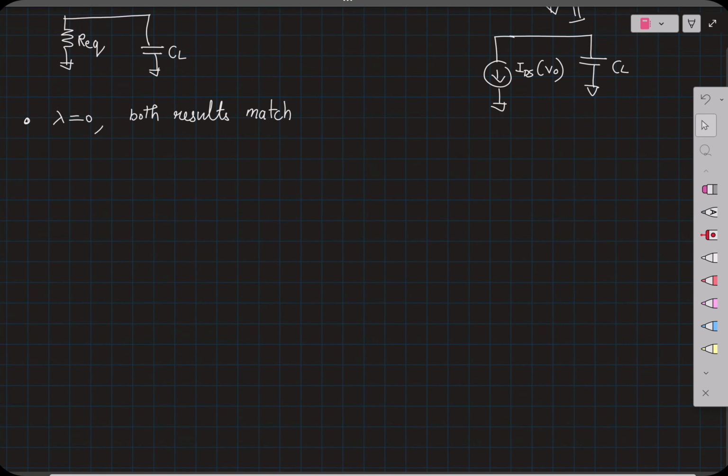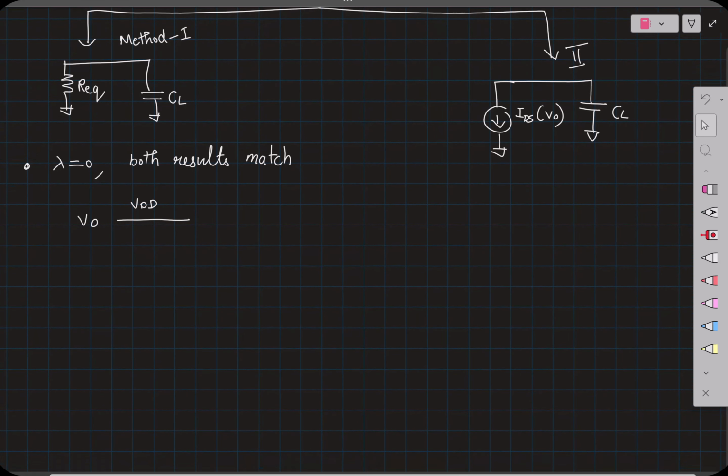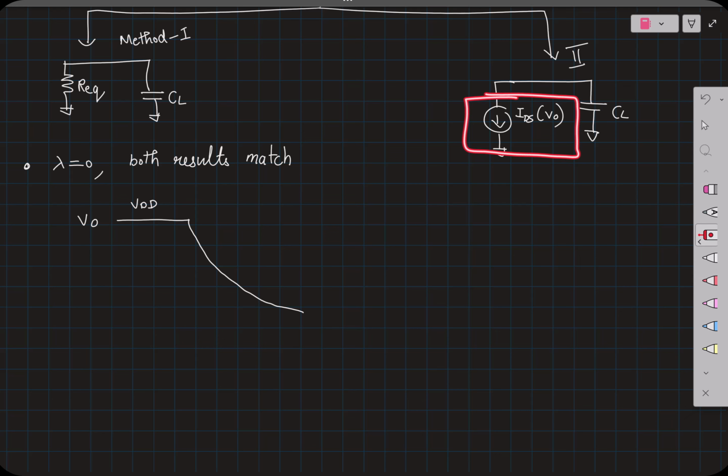And let's also quickly take a look at how the waveforms are going to look. So I'm going to sketch V naught. Initially, it starts from VDD. If I model this as a resistor and a capacitor, how does the discharging waveform look? It is a first order exponential curve like this, in the form of e power minus t by tau. If I model it as a current being used to discharge the capacitor, then the waveform is going to look like this.